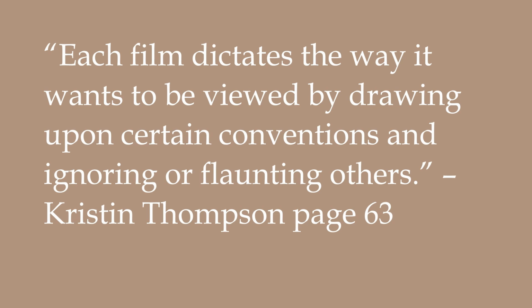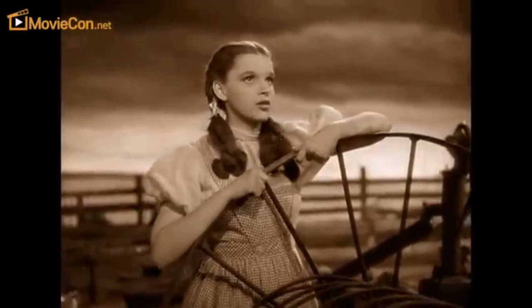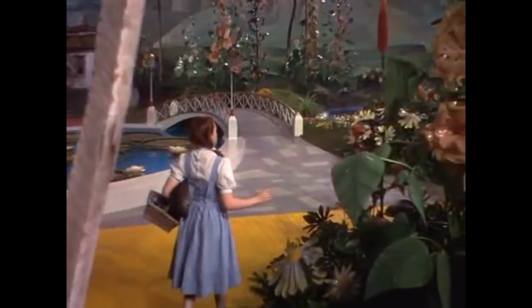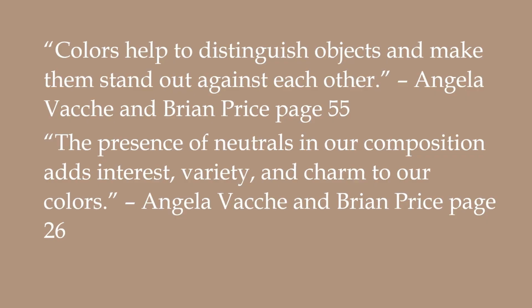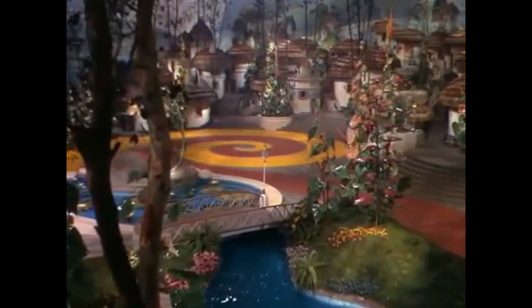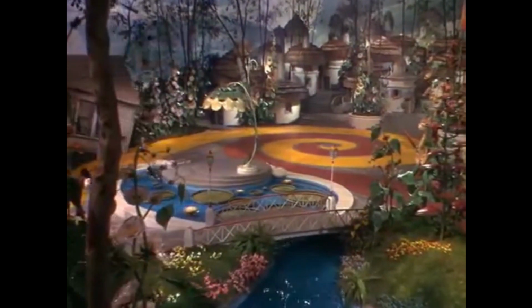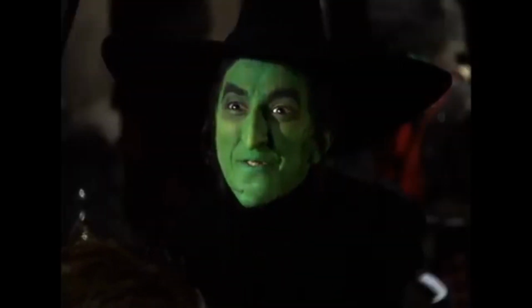Supported by Thompson, each film dictates the way it wants to be viewed by drawing upon certain conventions and ignoring or flaunting others. The change from the dreary septic farm to the multicolored scenery of Oz serves as a dramatic shift which captures the audience's attention, which is supported by Angela Vache and Brian Price in their book, Color the Film Reader. Colors help to distinguish objects and make them stand out against each other, and the presence of neutrals in our composition adds interest, variety, and charm to our colors. The Wizard of Oz is known for its marvelous technicolor and extravagant set design, costumes, and makeup. It's known for its ruby slippers, golden yellow brick road, great green Emerald City, the horse of a different color, and of course, the haggard, green-skinned Wicked Witch of the West.